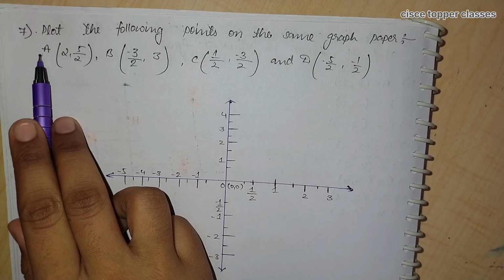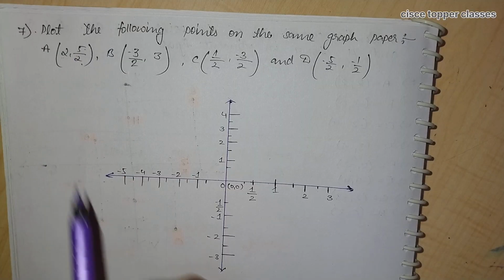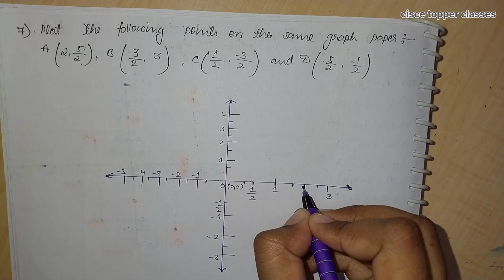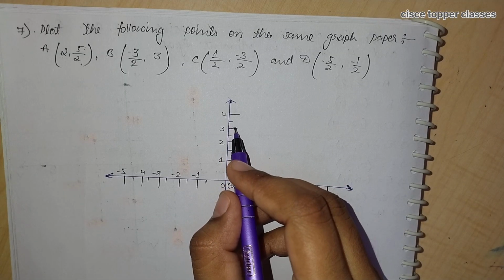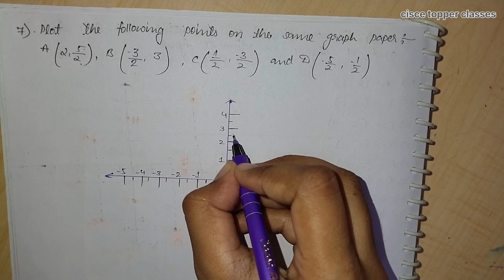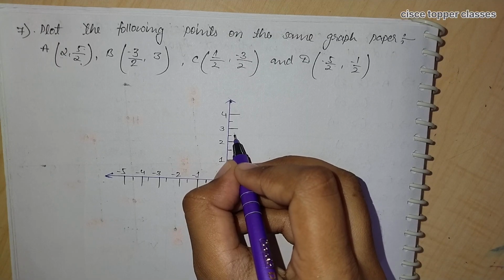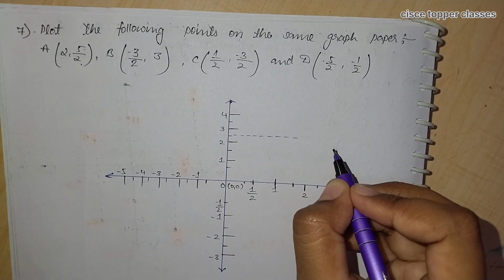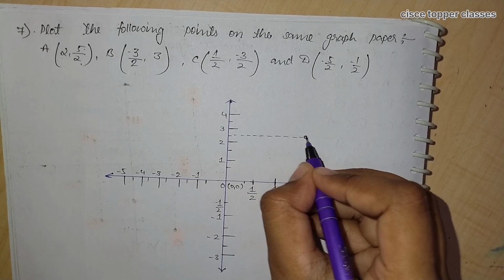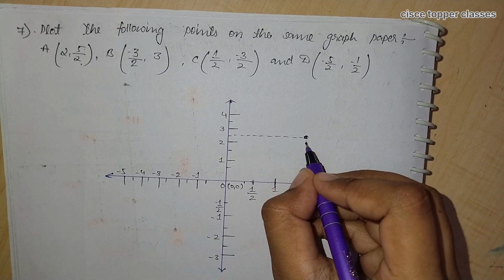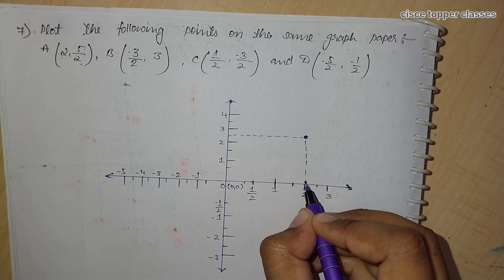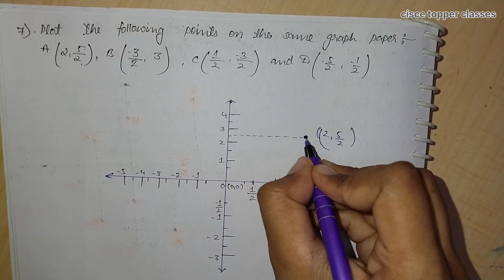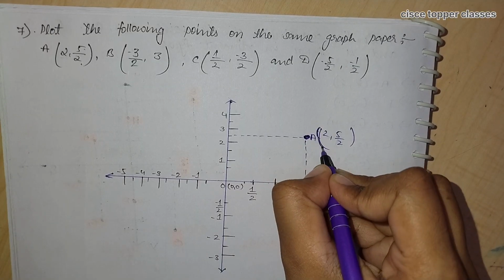So firstly we have to plot the point A. So 2 comma 5 by 2 we have to plot. So 2 is the abscissa here, means somewhere here, and 5 by 2 means somewhere here. So this is the point, positive it is, so in the first quadrant it will be. So somewhere here we will get the point. So this is the point here 2 comma 5 by 2. So this is the point A here which we have to mark.